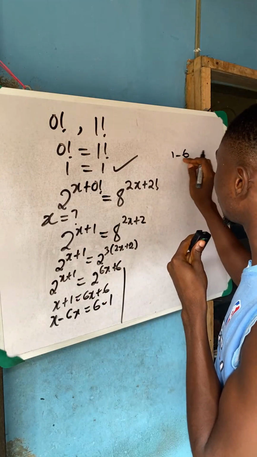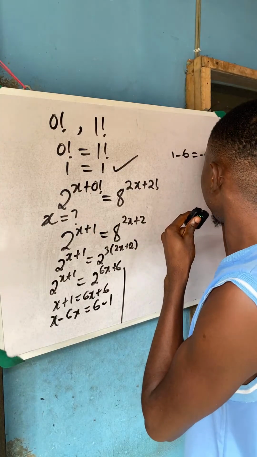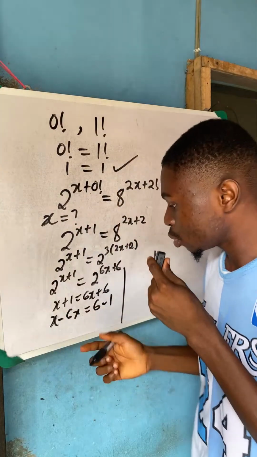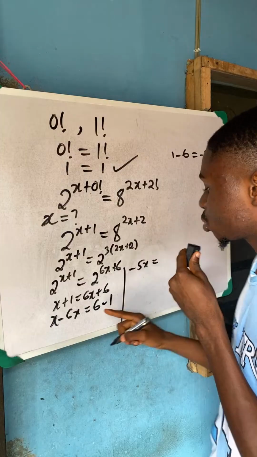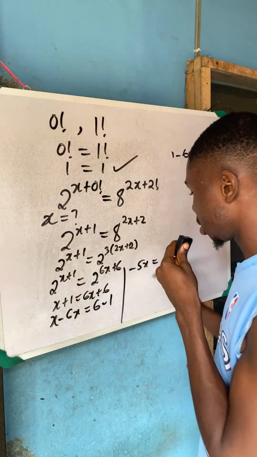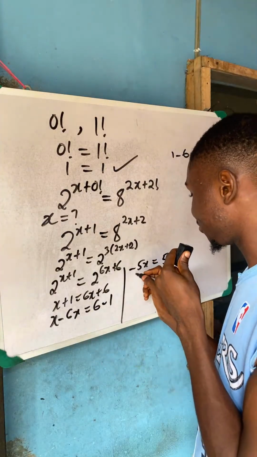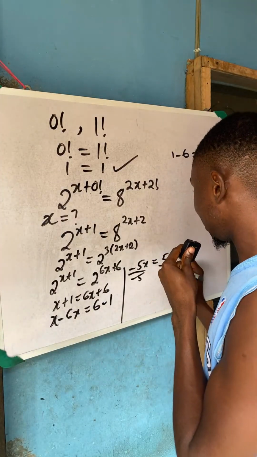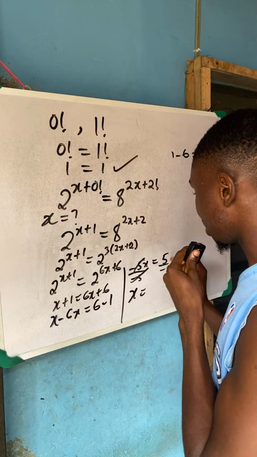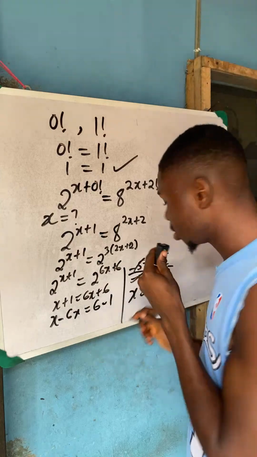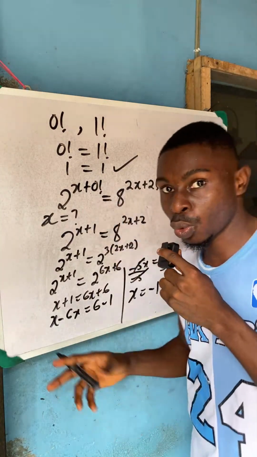You have 1, you borrow 6. That means you still have minus 5 to pay back. So this becomes minus 5x is equal to 6 minus 1, which is 5. To find the value of x, divide both sides by minus 5. This cancels out this. The value of x is equal to 5 divided by minus 5, which is equal to minus 1. So that is the solution to this factorial equation.